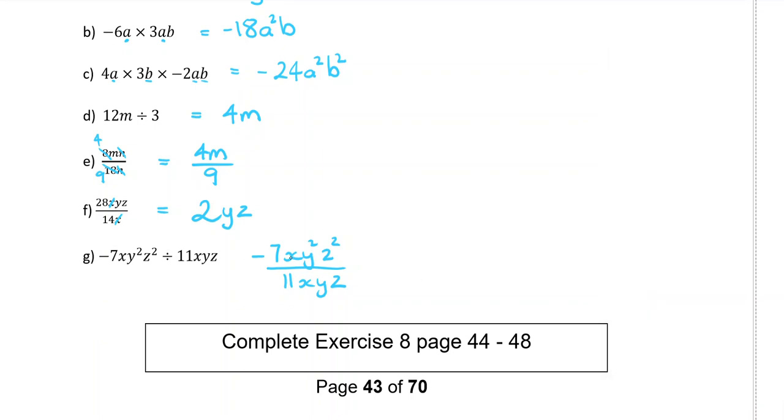But I can cancel an x from the top and an x from the bottom. A y squared means that I have 2 y's, so I could cancel off one of them, which means I'm going to cross off the squared with one of the ones on the bottom, and I'll still have 1 y left. Same deal with the z's. I can cross off the 1 from the bottom with one of the ones on the top, which means I'll still have a z left. And my final answer would be negative 7yz over 11. And that's it.